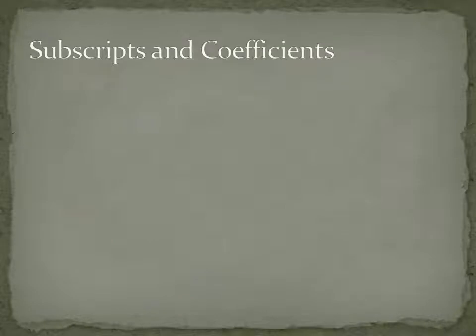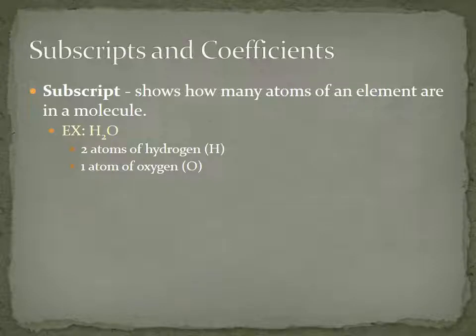Let's take a look at a few numbers that are going to appear within our balanced chemical equations. First one is going to be a subscript, which shows how many atoms we have present. So for instance, we have a 2 here for the subscript. This means there's 2 hydrogens. There is not a subscript here with the oxygen. However, there's an understood 1 that happens to be there.